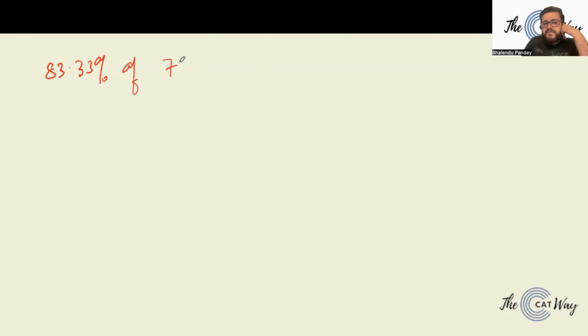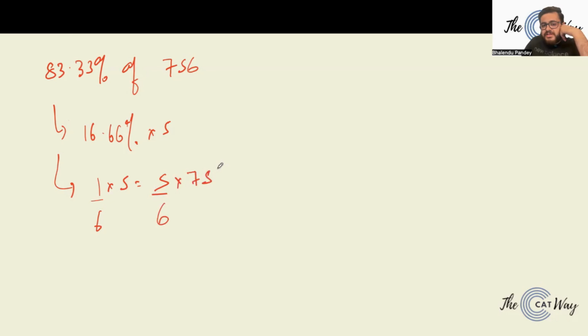83.33% of 756, let's say. Correct. So 83.33% is nothing but 16.66% multiplied by 5. So can I say that 83.33% is nothing but 1 by 6 multiplied by 5, or nothing but 5 by 6? So 5 by 6 of 756 is what you have to calculate, and the answer becomes very simple.